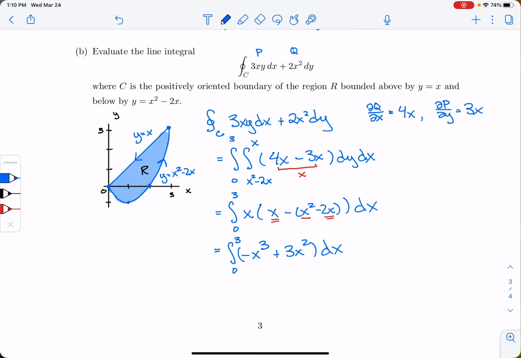And finding antiderivatives, I will get negative 1/4 x to the 4th plus x cubed evaluated between 0 and 3. So that is negative 81/4 plus 27. And again, minus 0. And if we add those up, we will get 27/4.